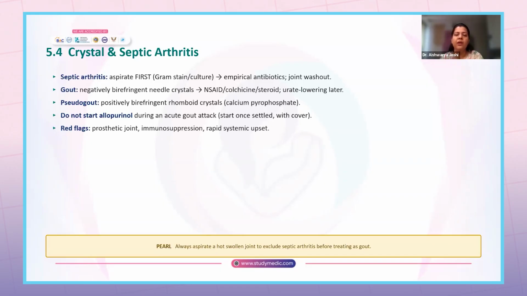Why? Because it dislodges the settled uric acid crystals. Rare differentials in arthritis are when there is involvement of a prosthetic joint. Why? Because the patient has spent so much for joint replacement. Then immunosuppression. Chemotherapy or transplant, the patient is highly susceptible to septic arthritis and a rapid systemic upset.